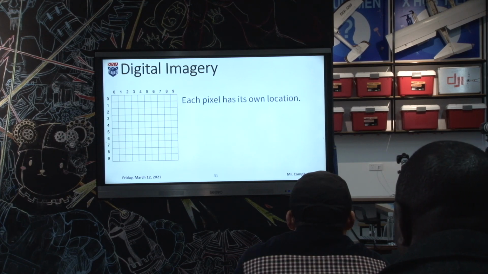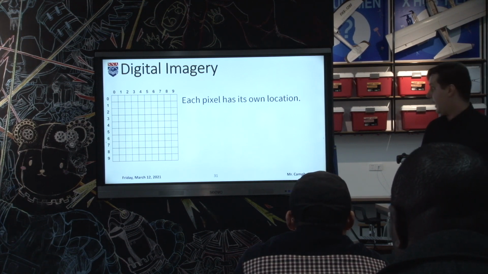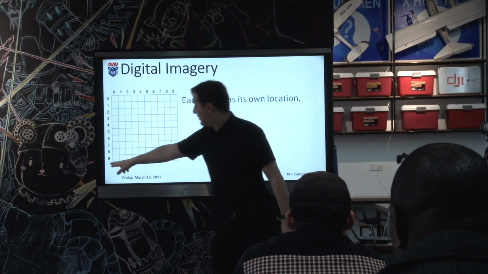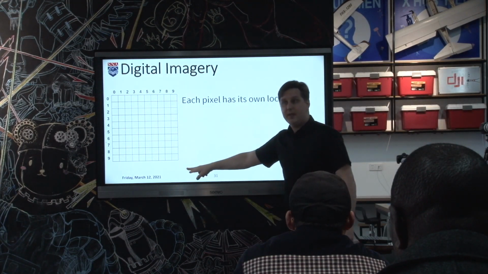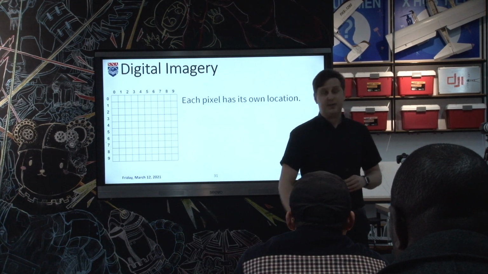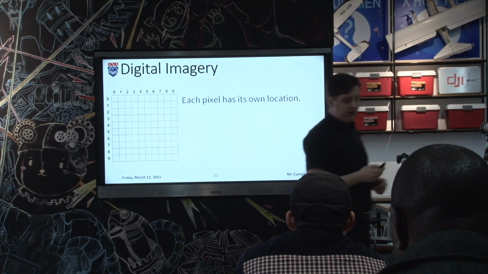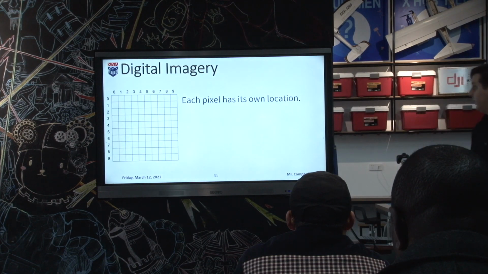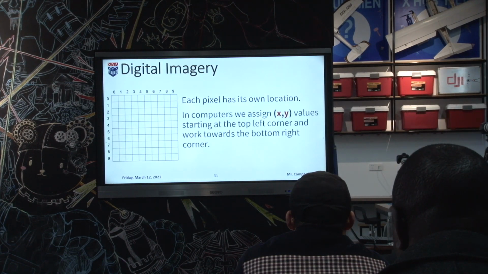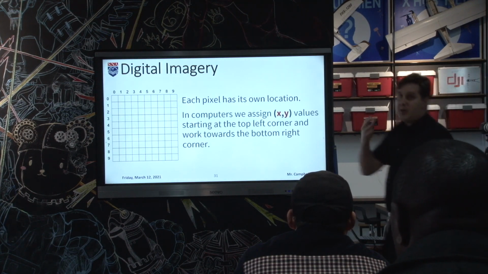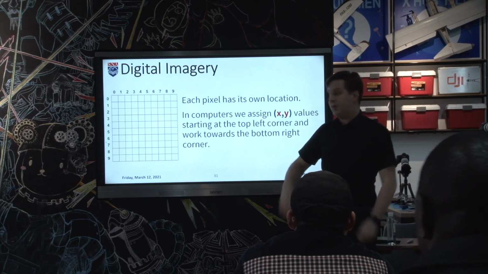Now, each pixel has its own location, and in computer science, we actually assign locations a little bit differently than you would in math class. Normally in math and science, we would go left and then up for our X and Y axis. In computer science, we actually start in the top left-hand corner and not the bottom left corner. So we go with an XY value, and we read top to bottom, left to right.